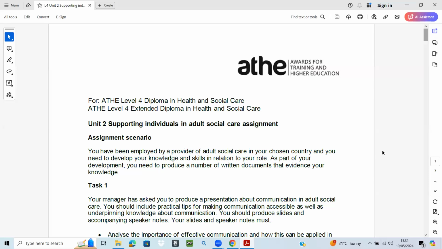Now I'll welcome you all to today's class, and we are going to discuss the assignment for Unit 2, which is Supporting Individuals in Adult Social Care. As with the other assignments we have discussed earlier, every unit has 4 learning outcomes. We have the same in this unit as well, and we need to complete the assessments.